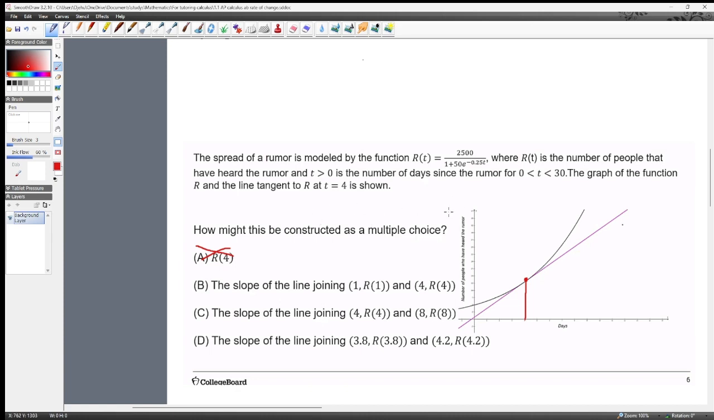So this would be t equals 4. I took out the 4. This would be wrong because this is just a coordinate. It's not a rate of change, so that's why it's wrong. It's just 50 something. I don't know what the units are. 50,000, I think.